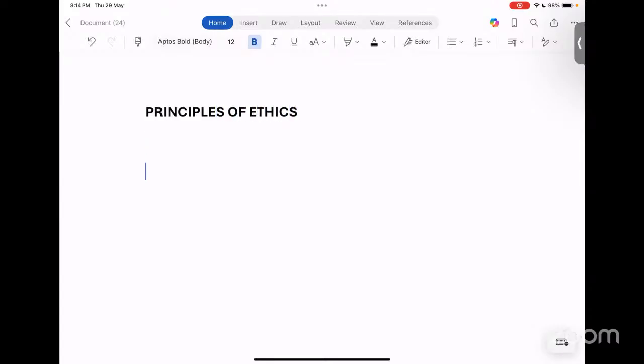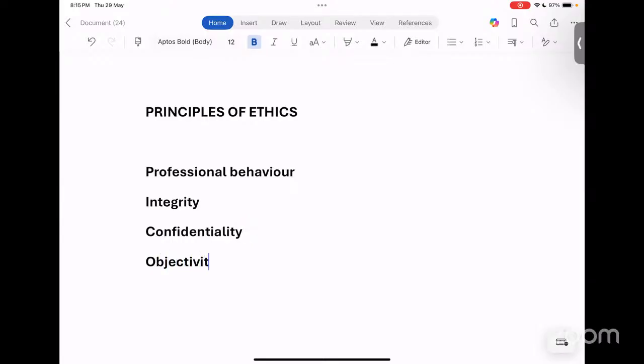So we have PICOP, where P stands for professional behavior, I stands for integrity, C stands for confidentiality, then objectivity, and then professional competence and due care.